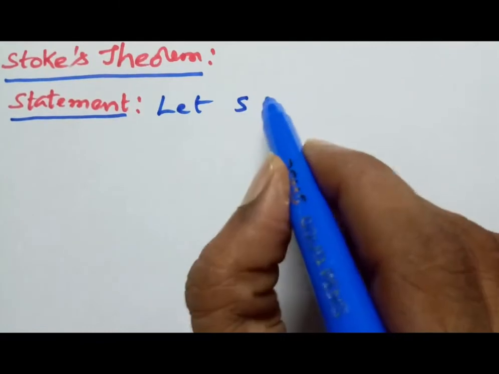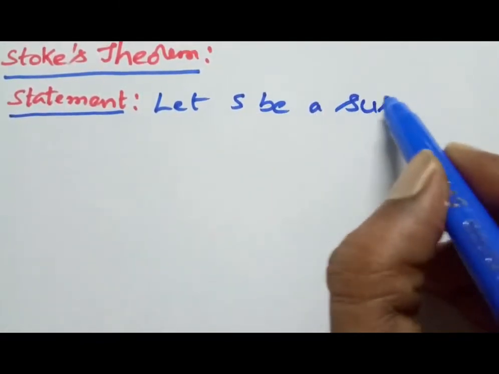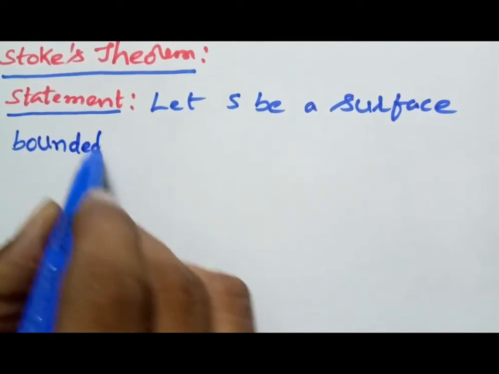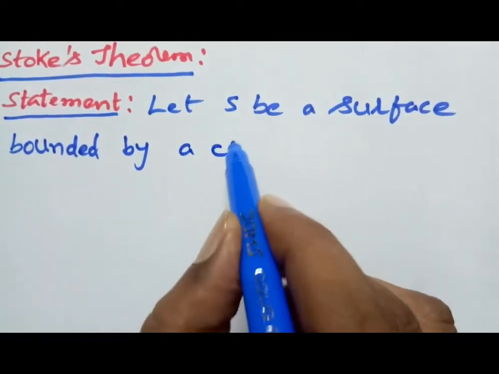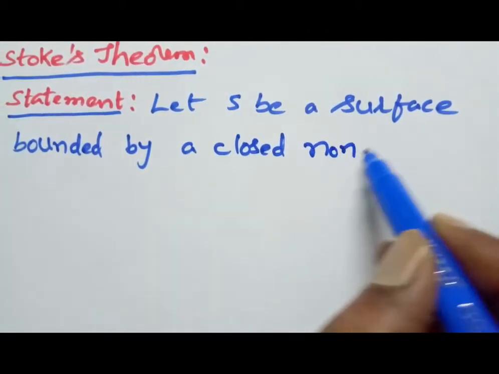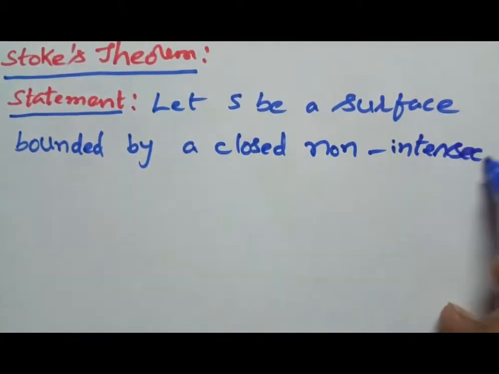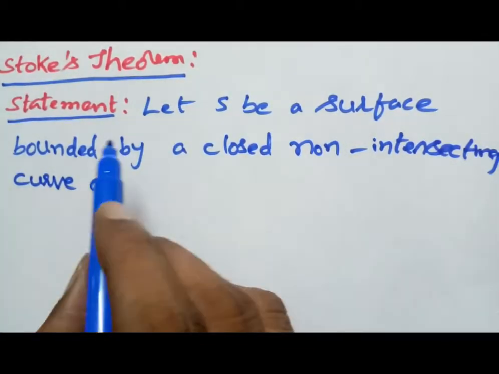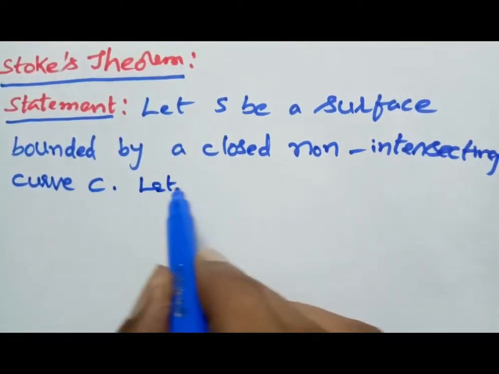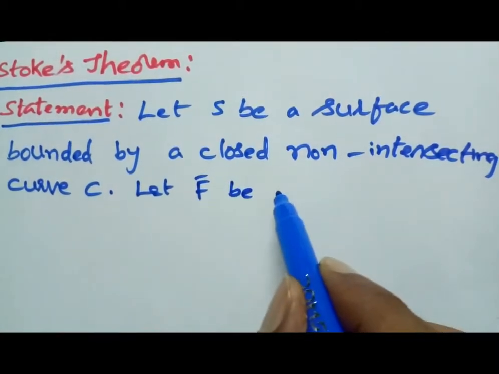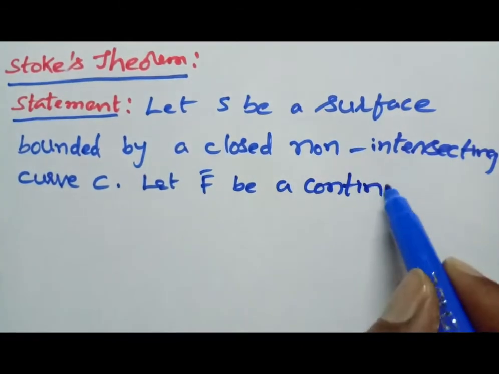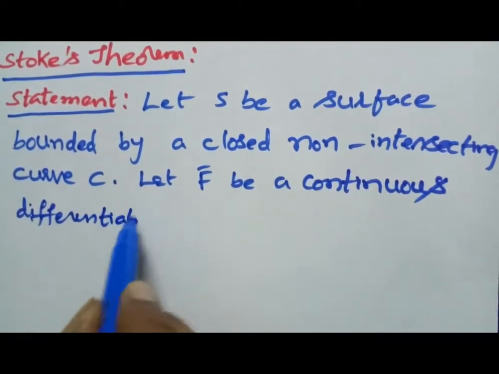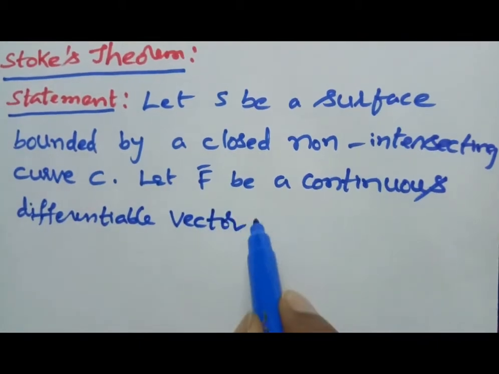Let S be a surface bounded by a closed non-intersecting curve C, and let F bar be a continuous differentiable vector point function.